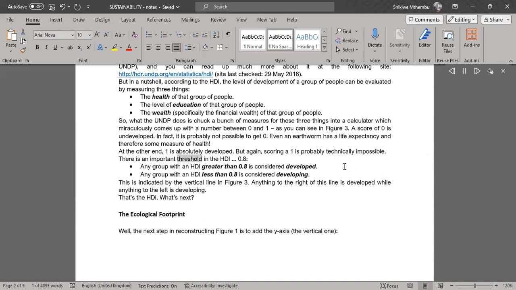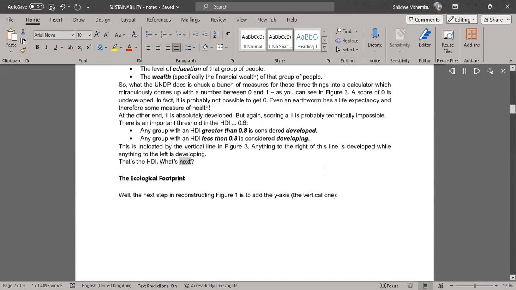There is an important threshold in the HDI. 0.8. Any group with an HDI greater than 0.8 is considered developed. Any group with an HDI less than 0.8 is considered developing. This is indicated by the vertical line in Figure 3. Anything to the right of this line is developed while anything to the left is developing. That's the HDI. What's next?